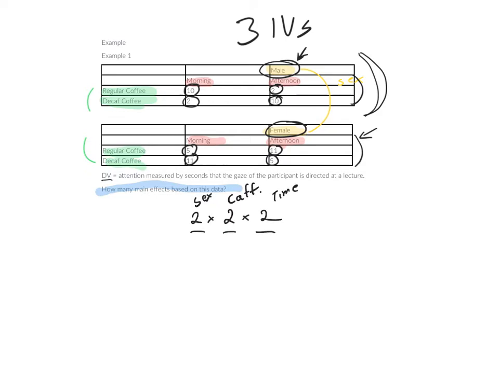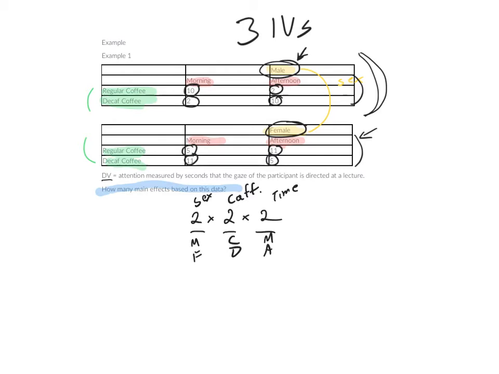And the third one could be time. And I say could because it doesn't matter what order you put these in, right? So you have these different IVs, and they each have 2 levels, right? This one has male, female. This one has normal cup of coffee, decaf. This one has morning and afternoon.